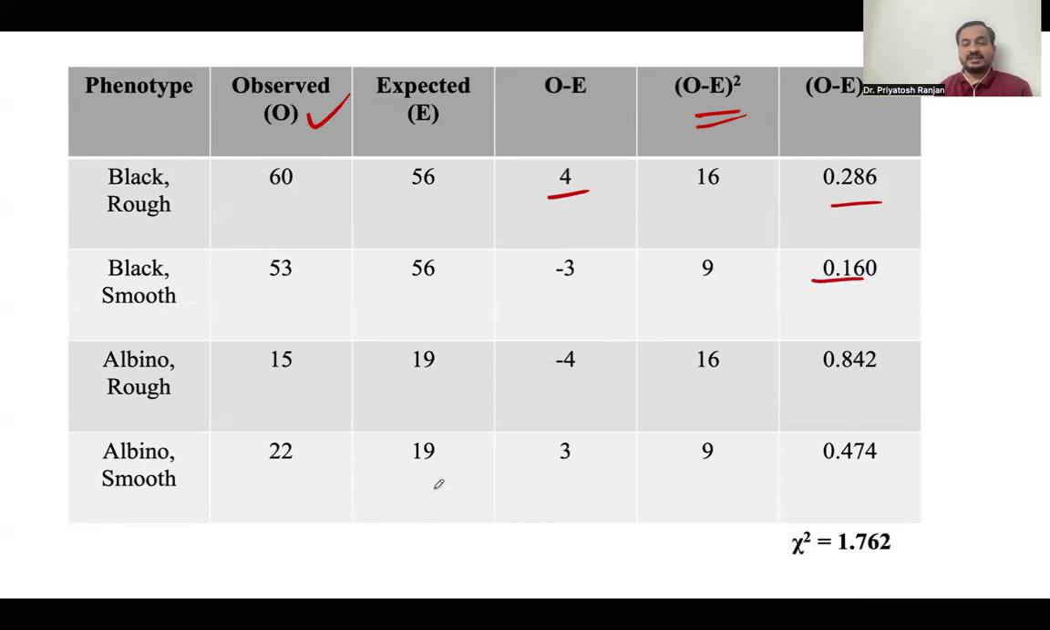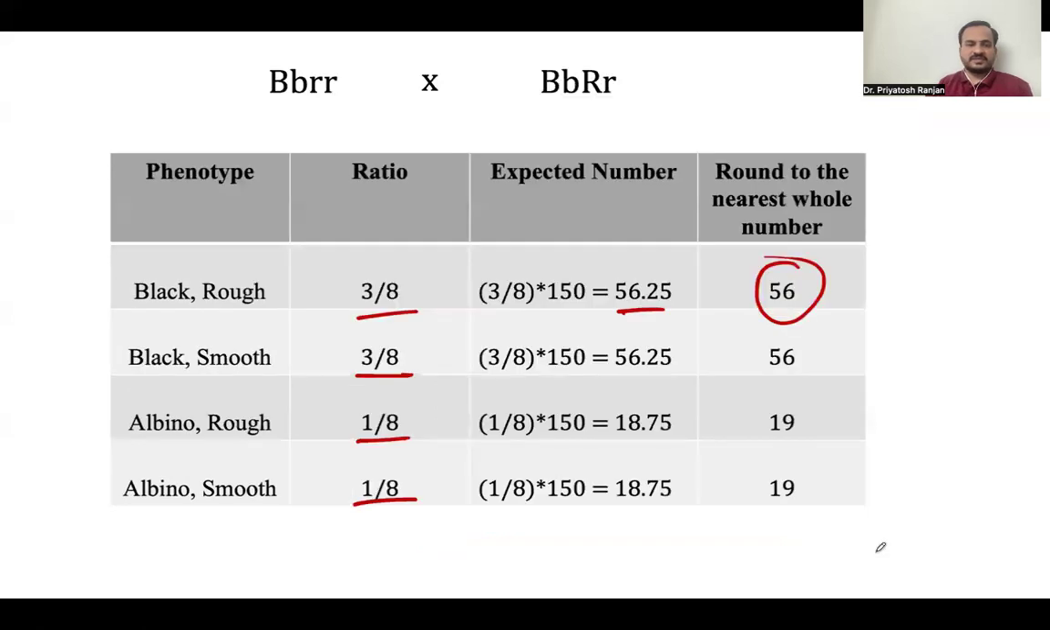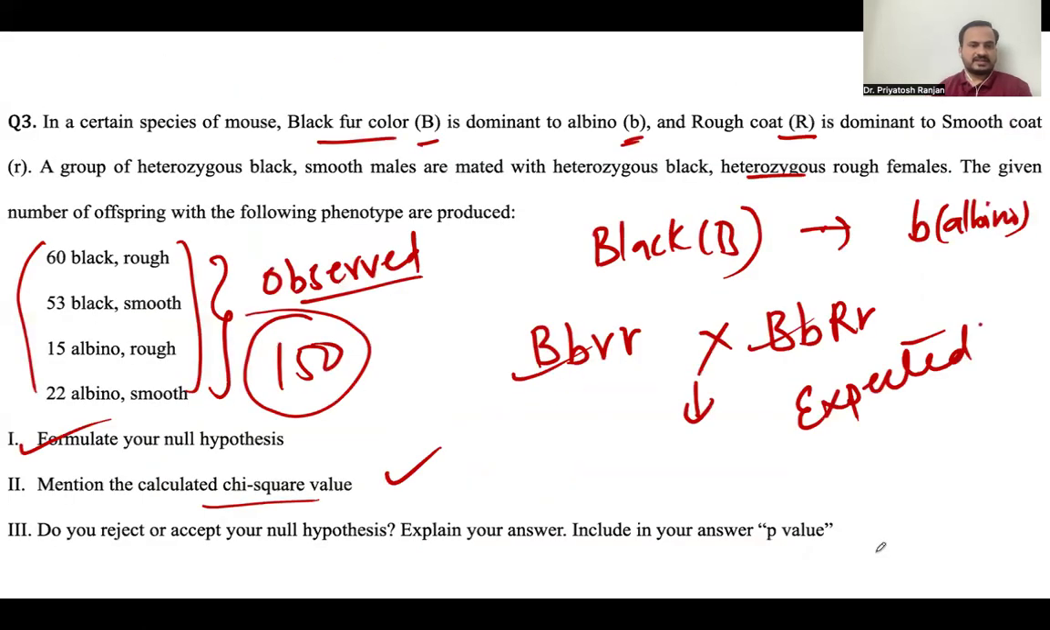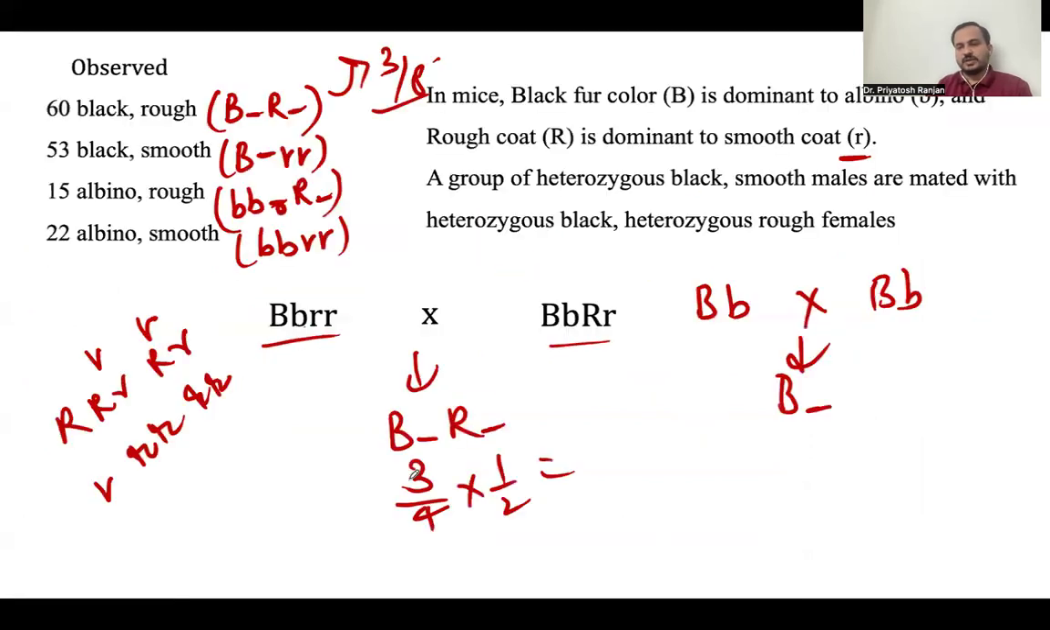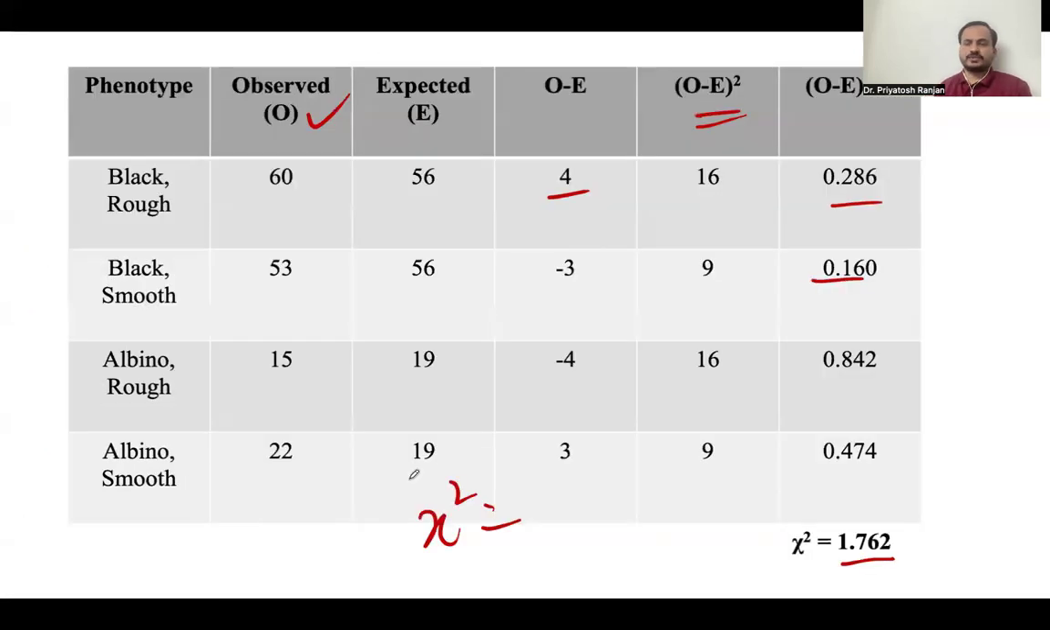Now, for calculating the chi-square, you need to add up all these numbers, and what you will get is 1.762. That's what they have asked: mention the calculated chi-square value, which is 1.762. It's always advisable to consider up to three digits so that your chi-square value is closer and more accurate.